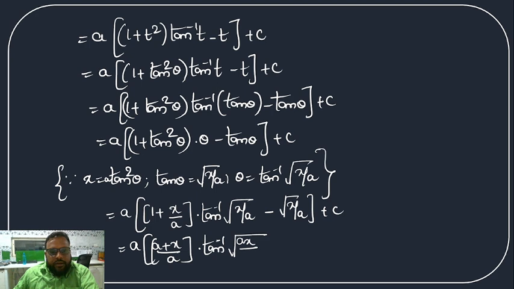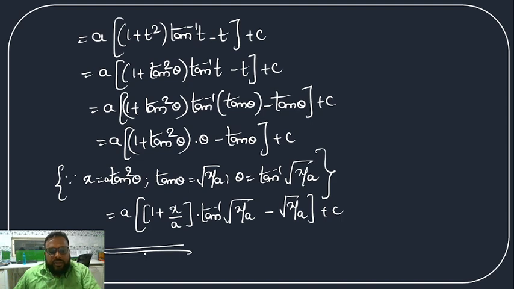Here we can do one thing. If we want, we can further simplify by taking a common, or we can leave it here itself. So we can finally leave it as a into 1 plus x by a into tan inverse root x by a minus root of x by a plus c. I think this is better. Instead of going for one more step and taking a common, we can stop our solution here itself. The final solution will be a into 1 plus x by a into tan inverse of root x by a minus root x by a plus c. This is the final solution. I hope you got the solution here. Thank you.